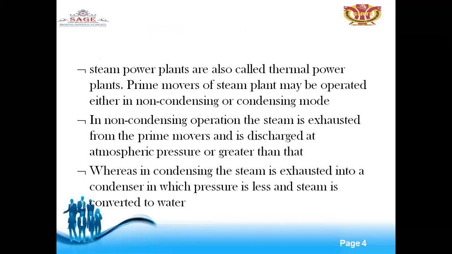Prime movers of the steam plant may be operated either in the non-condensing or the condensing mode. In a non-condensing operation, steam is exhausted from the prime mover and discharged at atmospheric pressure or greater. Whereas in the condensing type of steam power plant, steam is exhausted into a condenser in which the pressure is less and the steam is converted into water. Basically, there are two types of turbines: the non-condensing steam turbine and the condensing type of steam turbine.